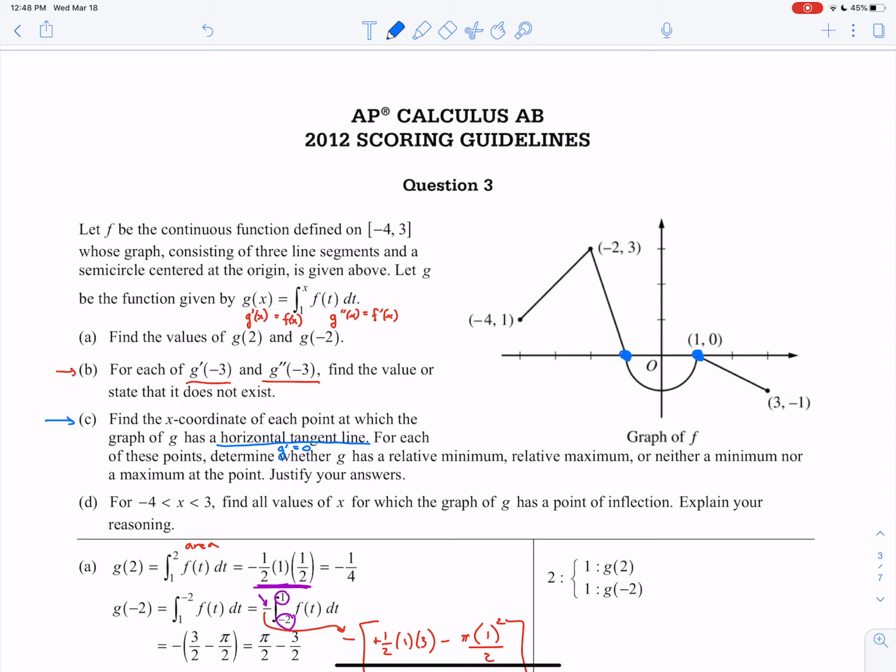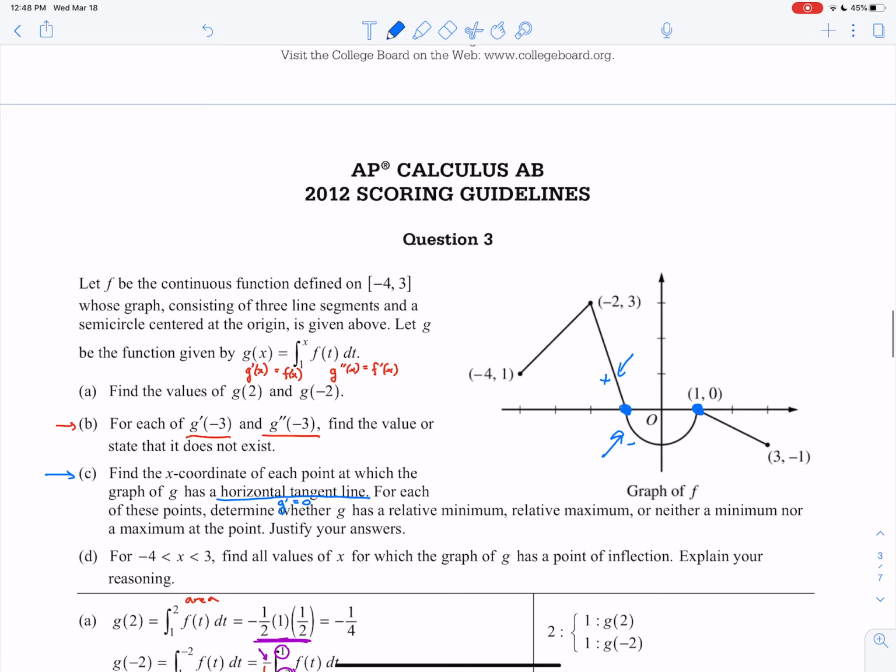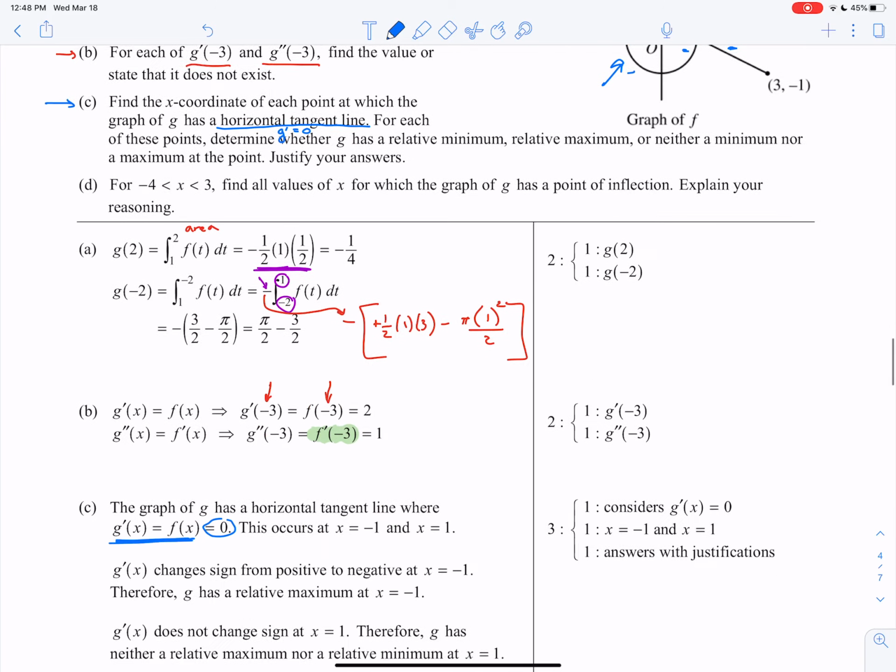Now then they ask you, for each of these points, determine whether G has a relative min, max, or neither. Okay, so if you notice, the graph of f changes from positive values to negative values. So we know that has to be a local max, okay? Now at 1 here, the values went from negative to more negative. Since there is no sign change, we would get neither there.